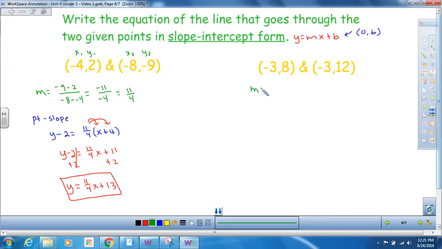Okay, the first thing we want to do is find the slope. So this one we are going to run into a problem because we get 4 over 0. And if you try to do 4 over 0 in your calculator, it's an error. This one is undefined. So it's a special case. It's a vertical line.